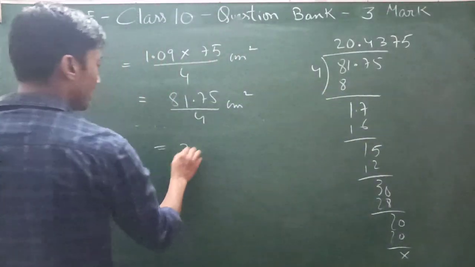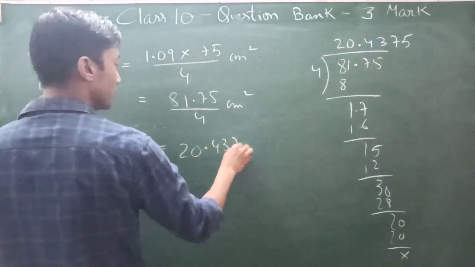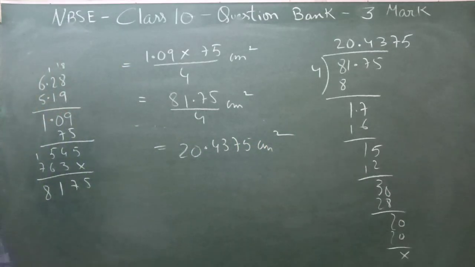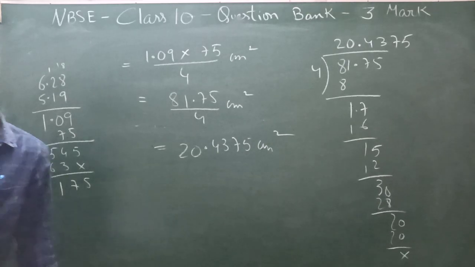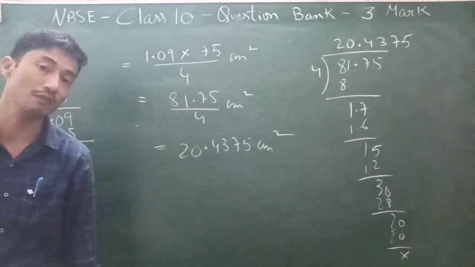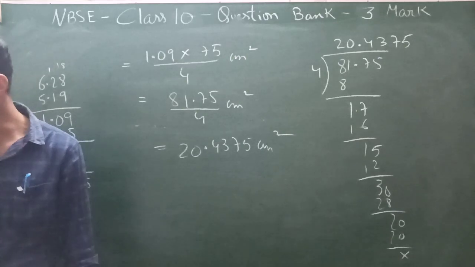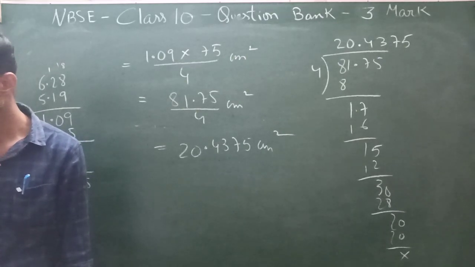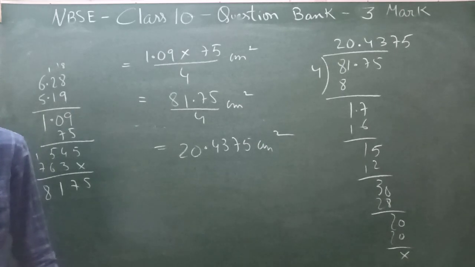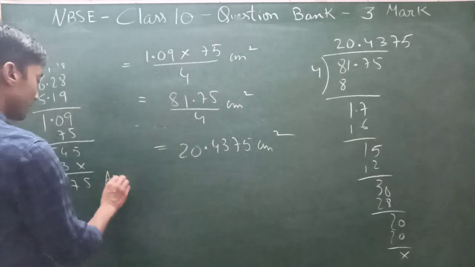So the area of the minor segment is 20.4375 centimeters square. This question actually I would suggest it should be in the 5 mark section, not 3 mark, because again we have to continue with the area of major segment. This is just the minor segment. So I believe most probably you might get this in 5 mark question also, so you can just be prepared with this particular question.